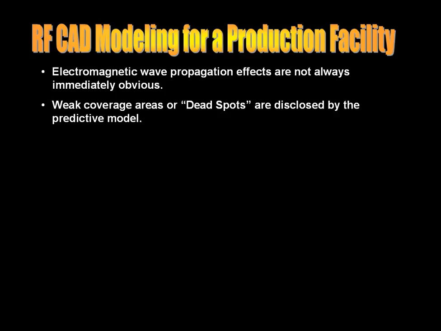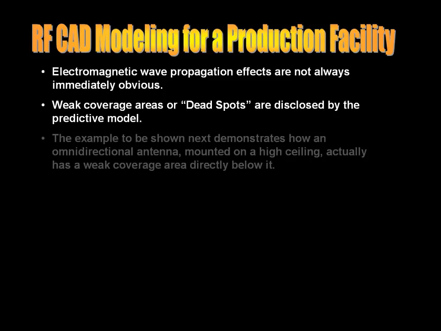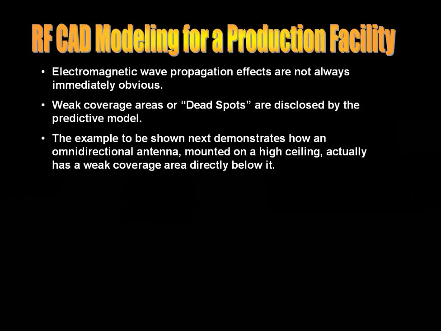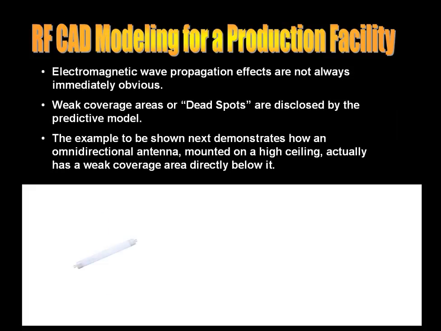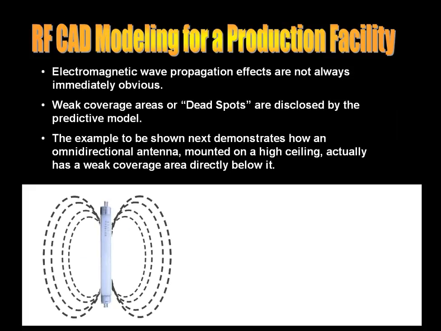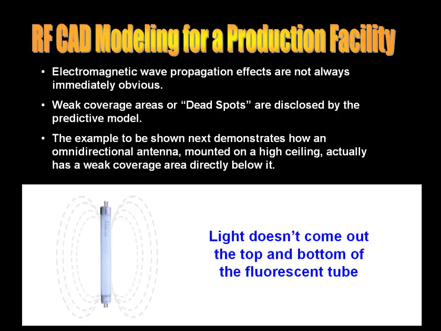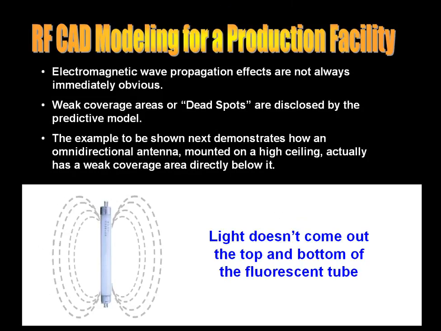One of the places where weak areas or dead spots are often unanticipated are on the floor directly below an omnidirectional or dipole antenna. You see, a dipole antenna can be imagined to operate much like a fluorescent light tube. That is, the signal that comes out from the sides of the dipole antenna radiates outwards with a pattern that has no electromagnetic radiation out the ends.